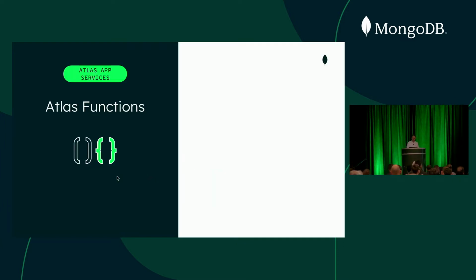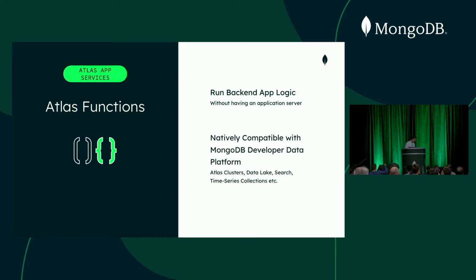All right. So, Atlas Functions. Atlas Functions provide a way to implement your logic in Atlas App Services. For example, you can access the database, fetch data, process it further, and store it again in the database, or you can make HTTP calls, REST calls, etc. And it is natively compatible with MongoDB developer platform capabilities. You can access Atlas clusters, Data Lake, Search, and time series collections.